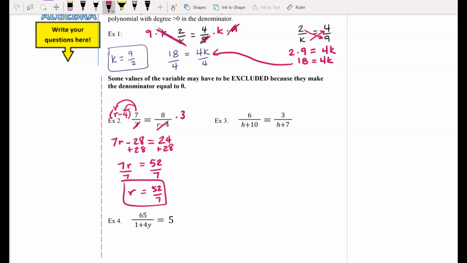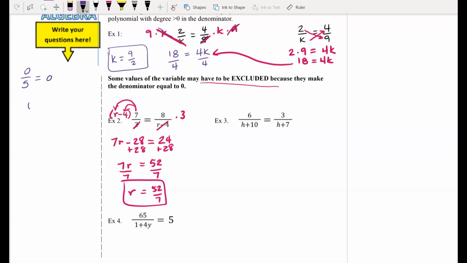And that's our answer. Now let's go back to this idea that some variables may have to be excluded because they make the denominator equal to 0. Let's talk about fractions for a minute. If I have a fraction like 0 over 5, then that's just equal to 0. A scenario to describe that is that I have a pizza that's cut into 5 pieces, but I don't feel like eating pizza today, and so I don't take any of the slices. I take 0 out of the 5 pieces of pizza, so I don't have any.